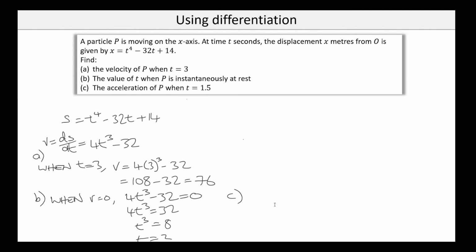The final part of this question asks for the acceleration when t equals 1.5. Okay, so acceleration is the rate of change of velocity. We're going to differentiate the velocity function, 12t squared. When t equals 1.5, what does this acceleration function give us? The acceleration is 12 times 1.5 squared. That gives us 27. The acceleration, 27 meters per second squared.